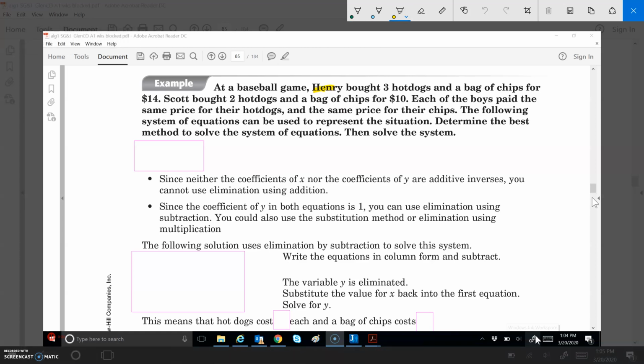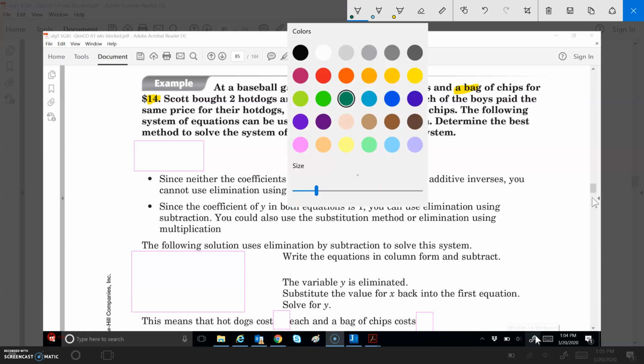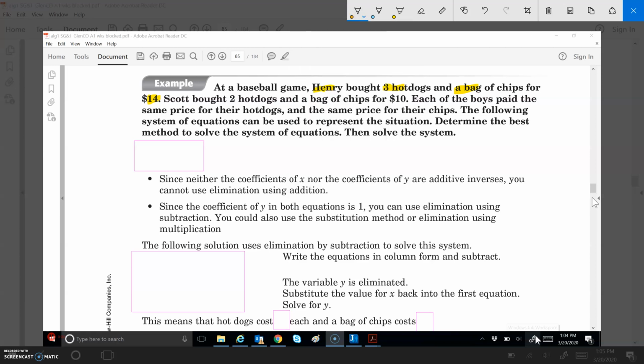Alright, so we got Henry here. 3 hot dogs, a bag of chips, cost him $14. Alright, what does that mean? Well, we got 3 hot dogs. What if I make H hot dogs? So I got 3H. If each hot dog costs $1 and I bought 3 of them, that's $3. If each of them costs $2 and I have 3 of them, that's $6. So H is the number of hot dogs. A bag of chips, I'm just going to use B for bag of chips. So there's just one of them. And that equals $14.